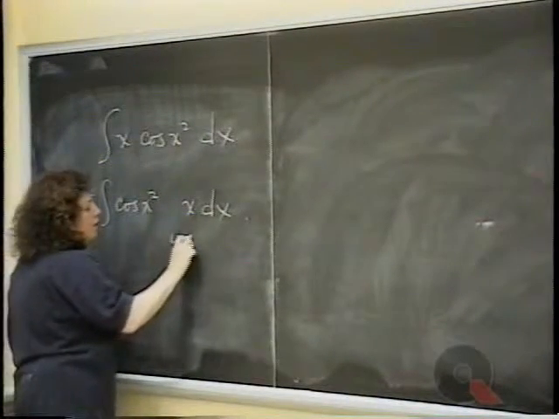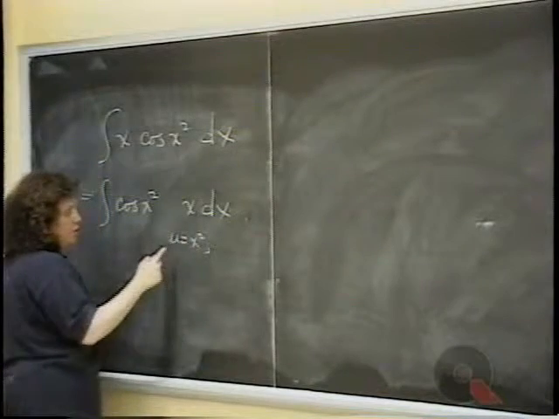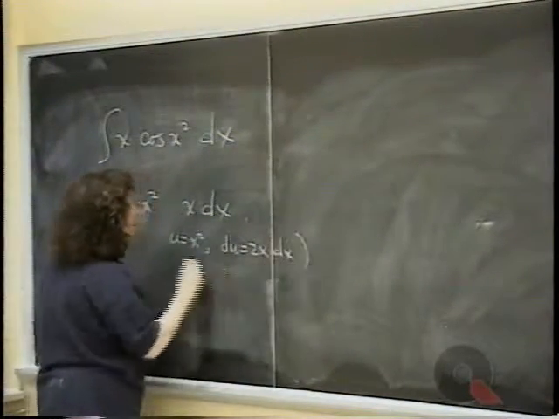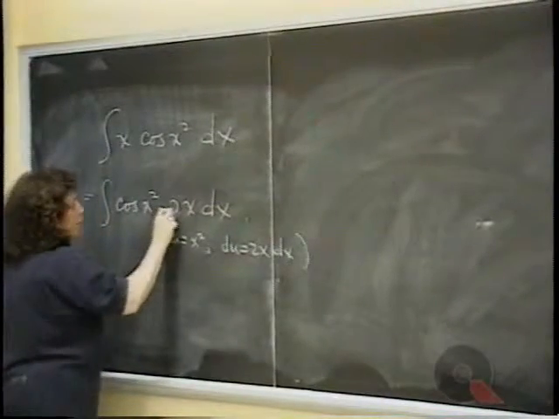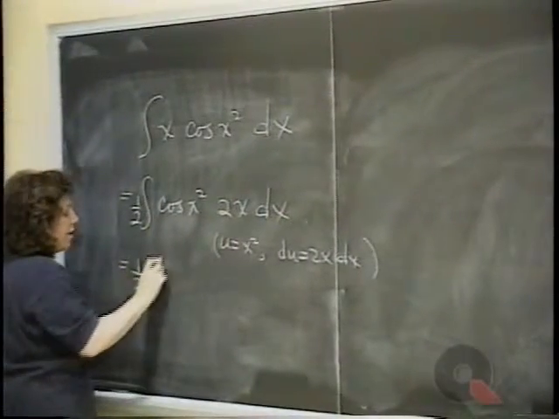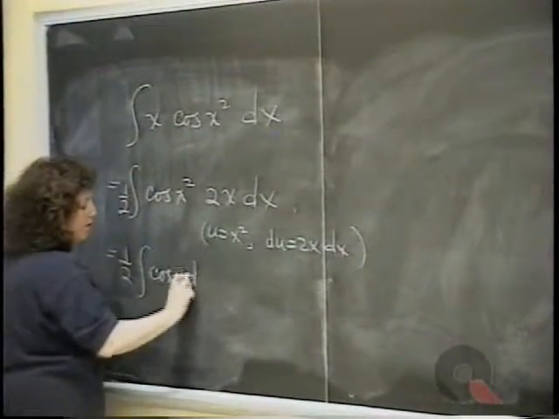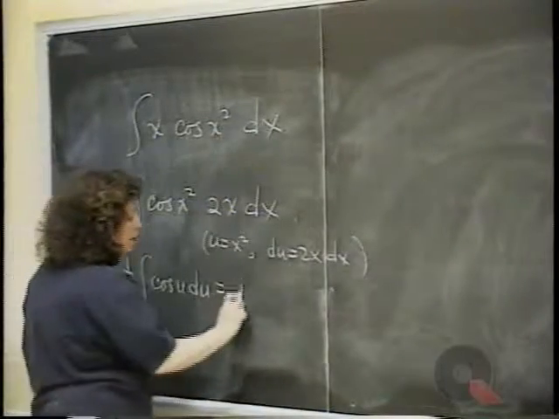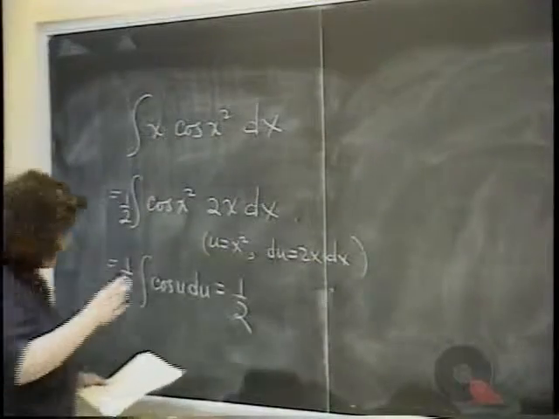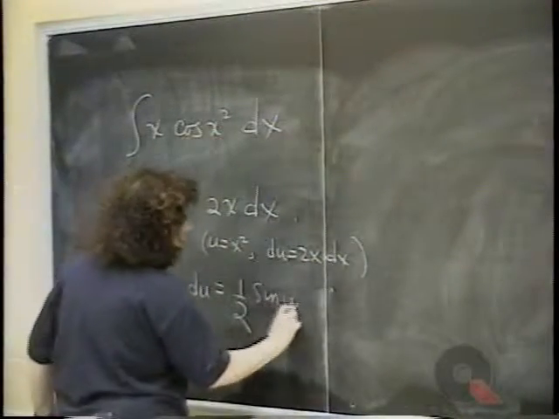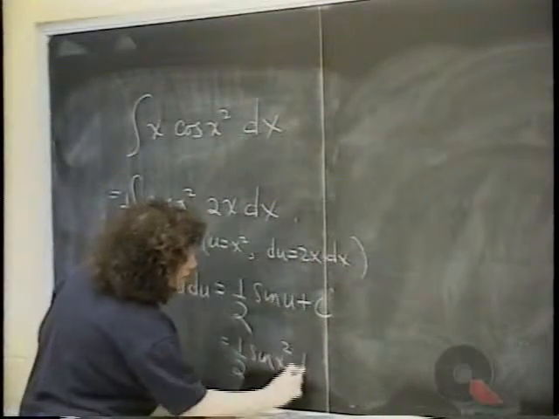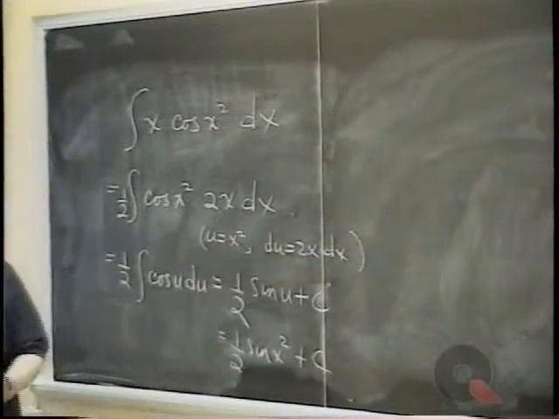If we let u equal x squared, du/dx is 2x, du is 2x dx. If you put a 2 in here, multiply by 2 here, and divide by 2 on the outside, this of course becomes 1/2 the integral of cos u du, which becomes 1/2. This is what I mean by one of the basic forms. Everyone knows the integral of cos u du is sine u plus a constant. So 1/2 sine of x squared plus a constant.